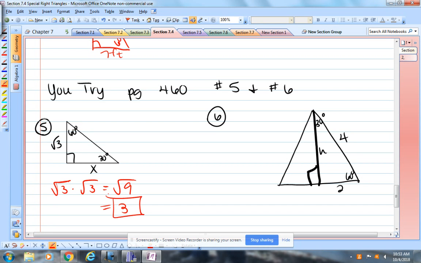Raise your hand if you got 3 for your answer. Any questions? What if they asked me for the hypotenuse? What would the hypotenuse be? What's the short leg? What do you get when you double radical 3? 1 radical 3 times 2 is 2 radical 3. Got it?